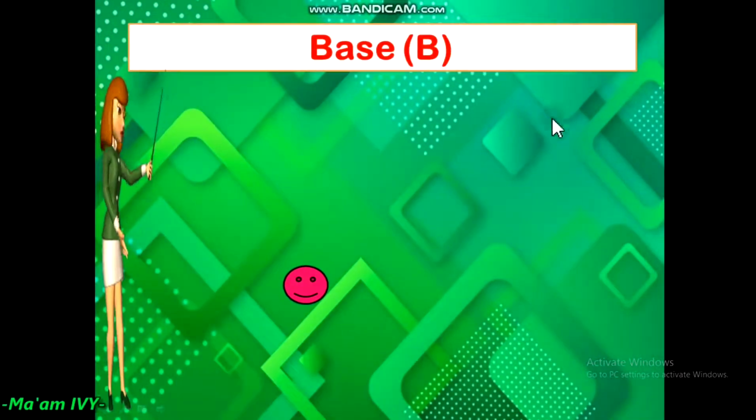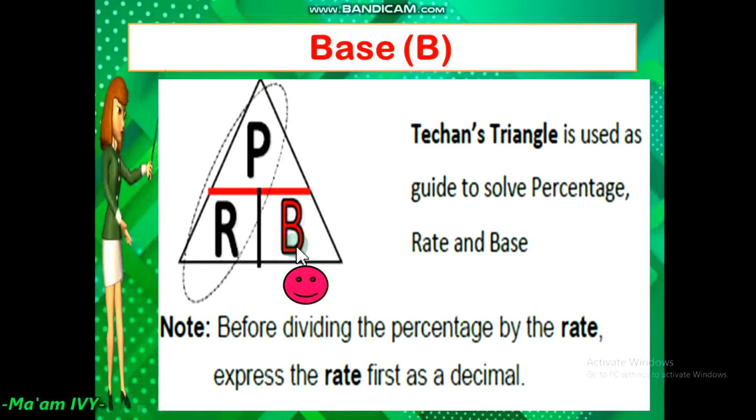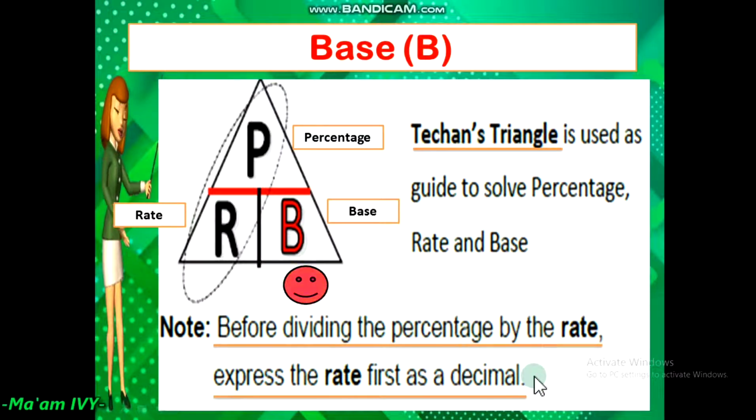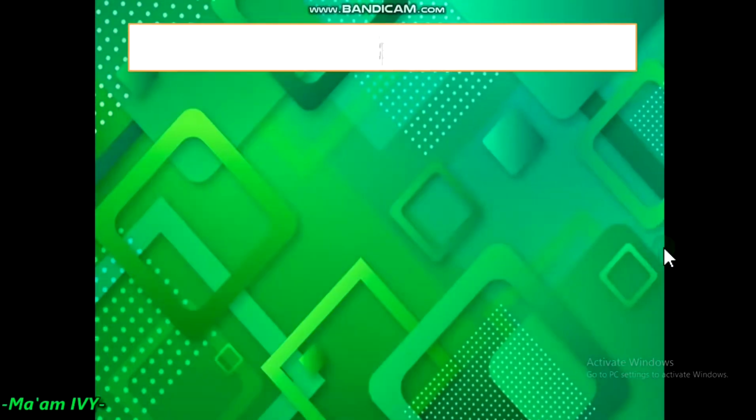Next we have here the Teken's triangle. What is missing is the base. We have the percentage, the rate, and the base. So if the base is missing, we are going to divide percentage by rate. Take note, before dividing the percentage by the rate, express the rate first as a decimal. Remember that, kids. Let's proceed to our example.